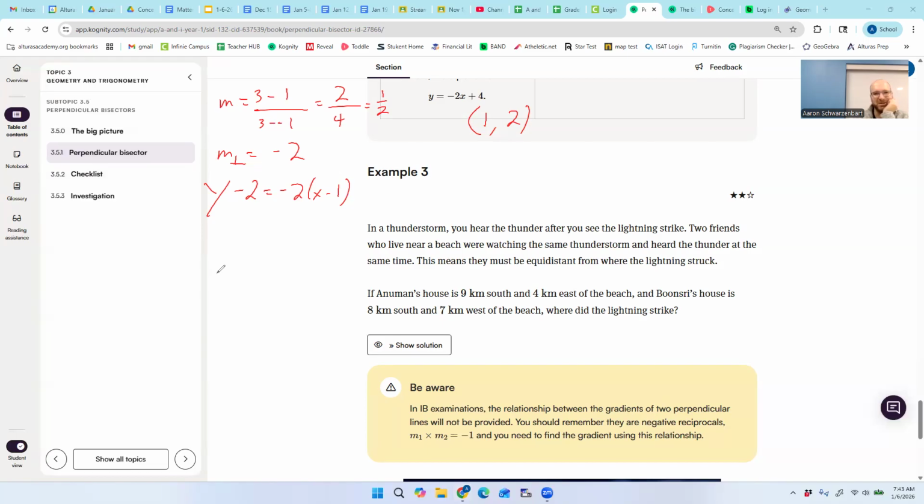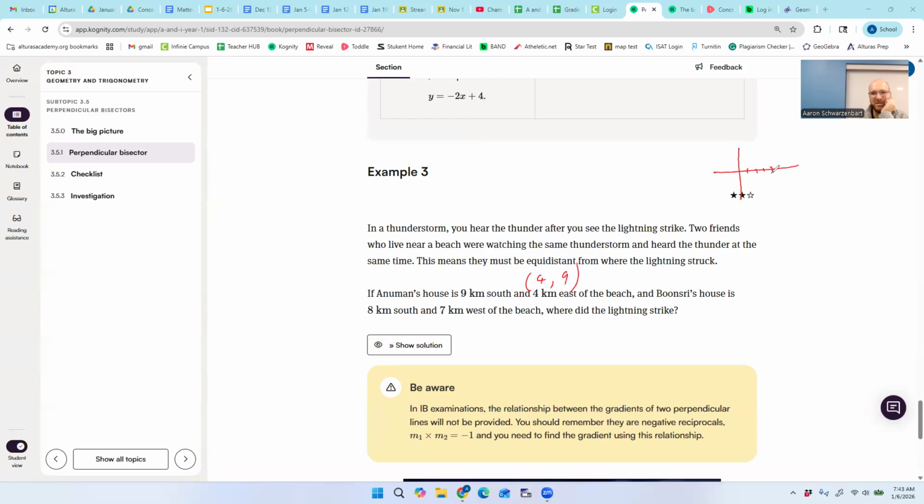Well, the key to this is going to be putting them on points. Let's clear this off first. Our first one is 4, 9, because if I put it on a graph for east, it's 4, -9, is down here. My next one is 8 south and 7 west.